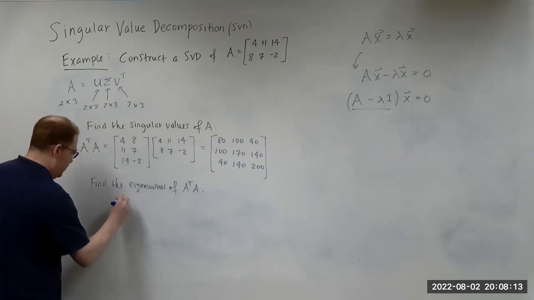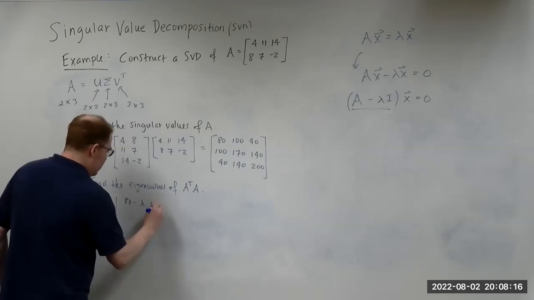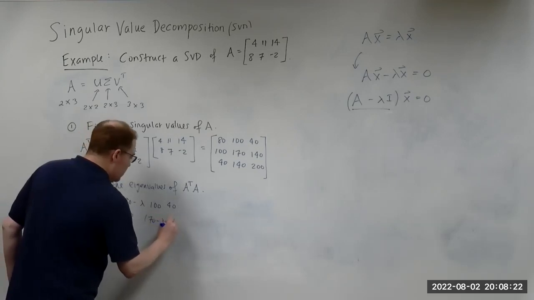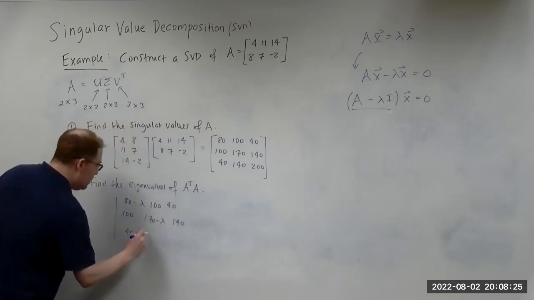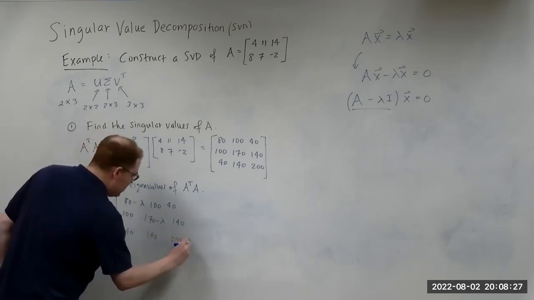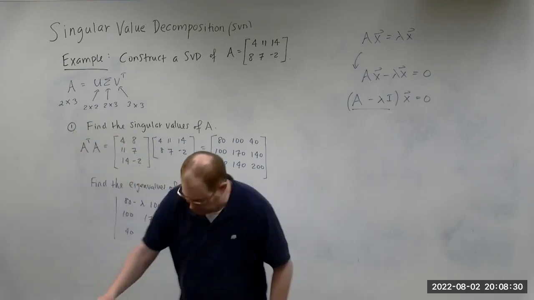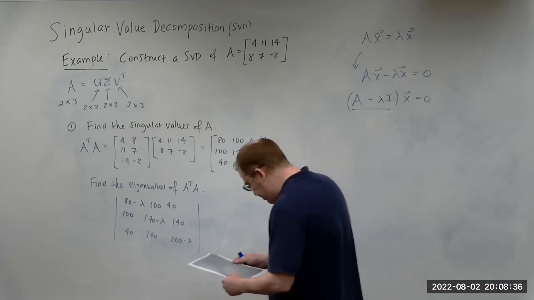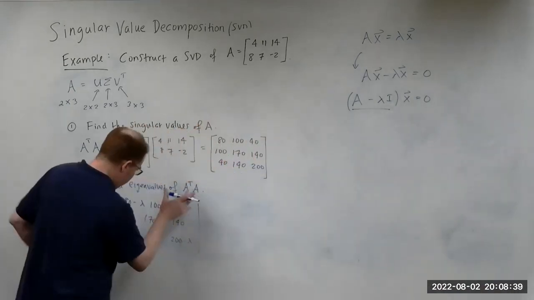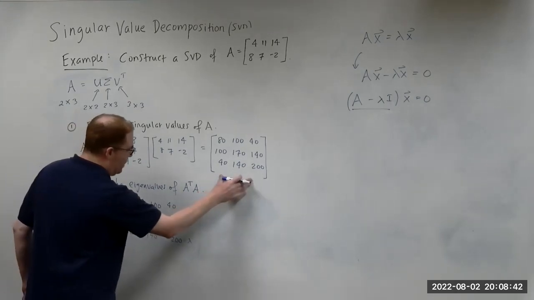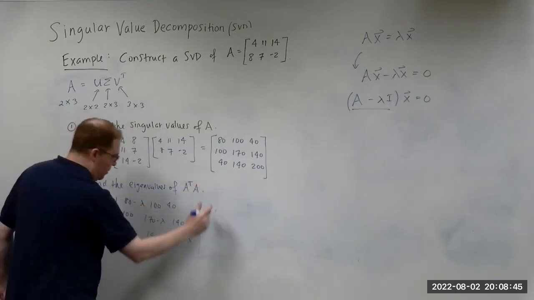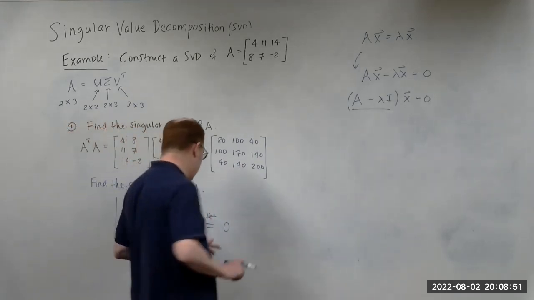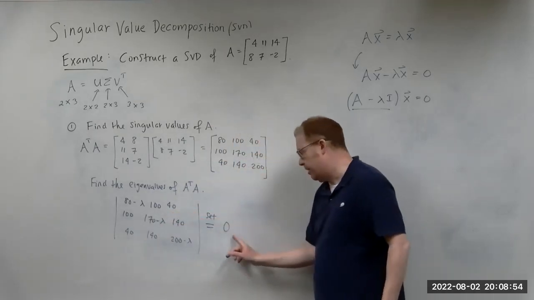But anyway, that is what we're going to do here. So we're going to take 80 minus lambda. And just double check myself, make sure I didn't make any errors here. Okay, so this is the determinant of A minus lambda I, where this is not H, but A transpose A. By the way, this is just another notation. So basically this is just saying that we're taking this and setting it equal to 0.